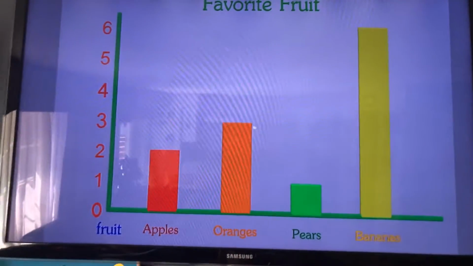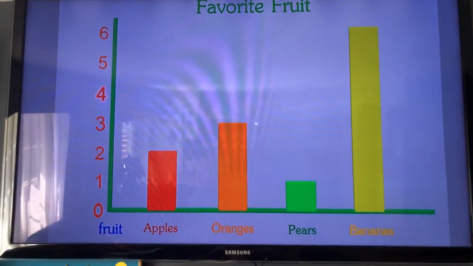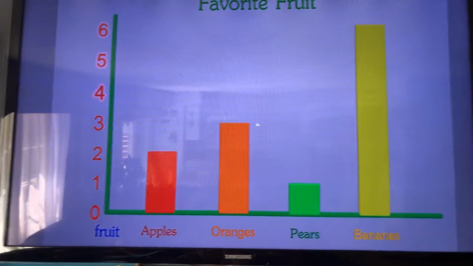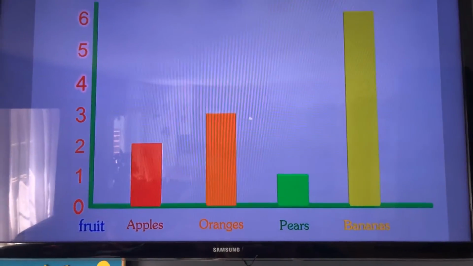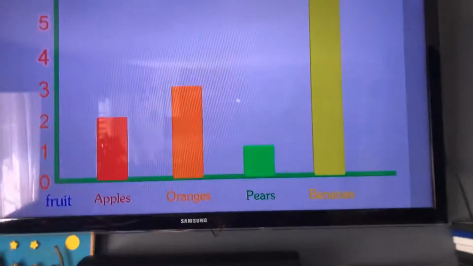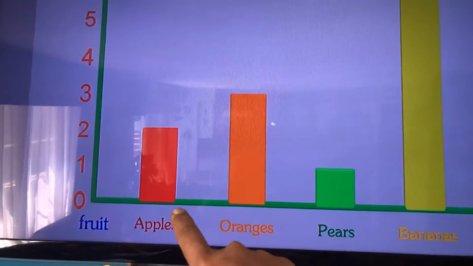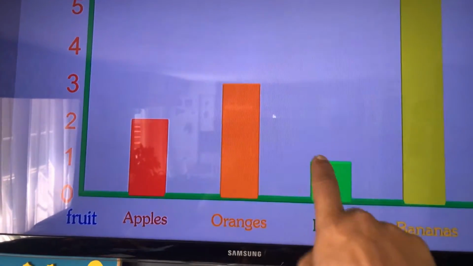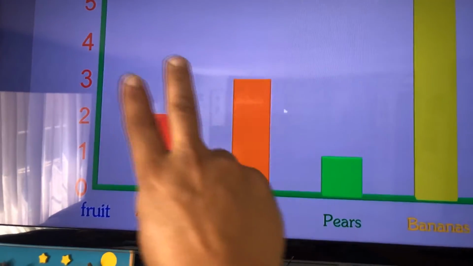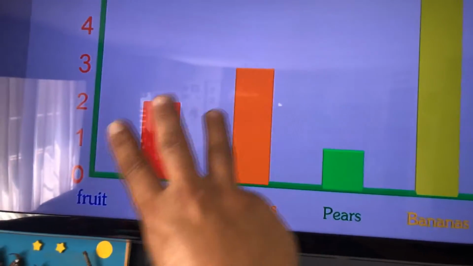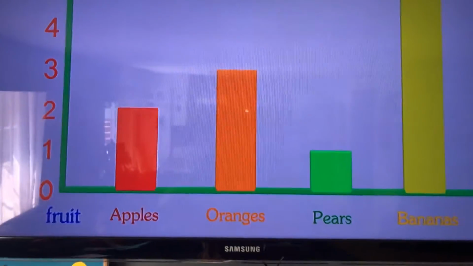Apples got 2 votes. And if I ask the question, how many people voted for apples and pears? We're just going to add those 2 numbers. So 2 people voted for apples. 1 person voted for pears. 2 plus 1 is 1, 2, 3. I added the number of pears and apples, and that's something that they may ask you on an assessment or on a test or a quiz.